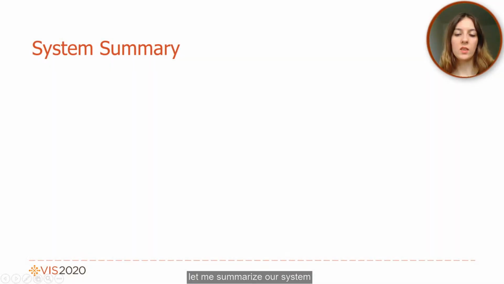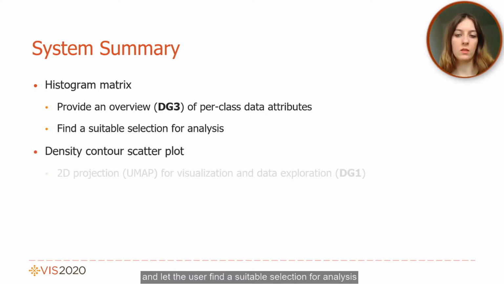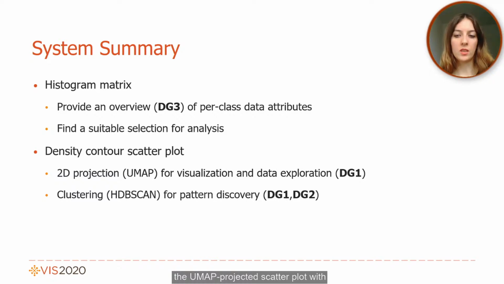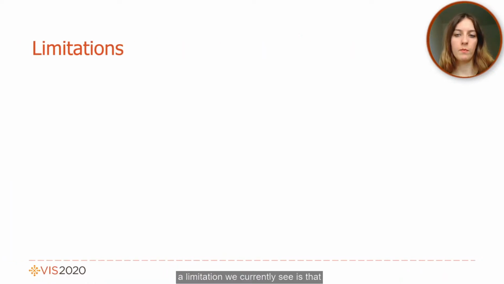Let me summarize our system and how it accomplishes our design goals. We show the user a histogram matrix to provide an overview of per-class data attributes and let the user find a suitable selection for analysis. The UMAP projected scatterplot with density contours visualizes the data, whereas the HDBSCAN clustering shows patterns inside the model's activations. The decision tree then allows for interpretation of these clusters, which is facilitated by the connected Voronoi diagram.